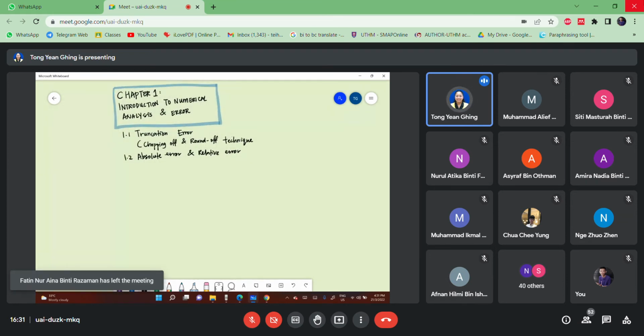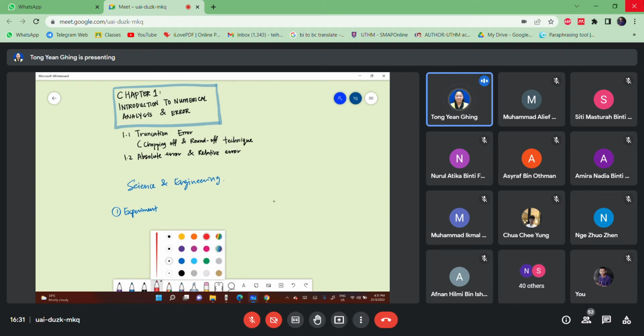Okay, let's explain. In our science and engineering, basically, we can solve science and engineering problems using the first one: experiment. This one is very straightforward. So we get data. For example, you want to know the compressive strength of the concrete, right? So you can do it using experiment. This one is the first one, right?